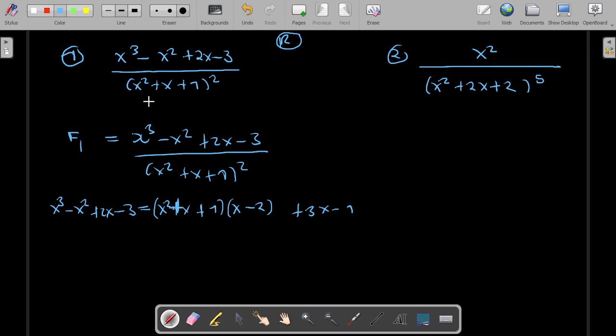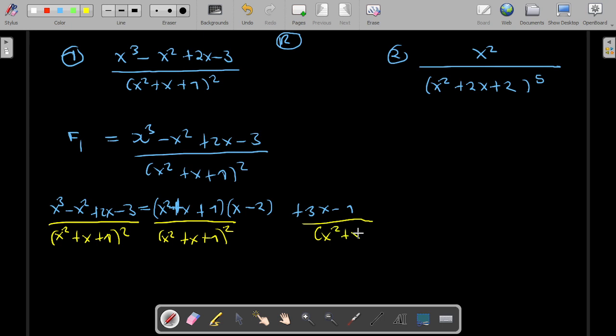Now to match our denominator here, we're going to divide throughout by x squared plus x plus 1 squared, this highest power. We will now get this denominator, we'll divide it throughout. Now if we divide the denominator throughout here, what are we going to get? So here we're going to have x squared plus x plus 1 squared, like so. And then same thing here, we're going to divide by x squared plus x plus 1 squared, like so. And then we do the same thing here. We're going to have x squared plus x plus 1 squared, like so. Now this is our f1.